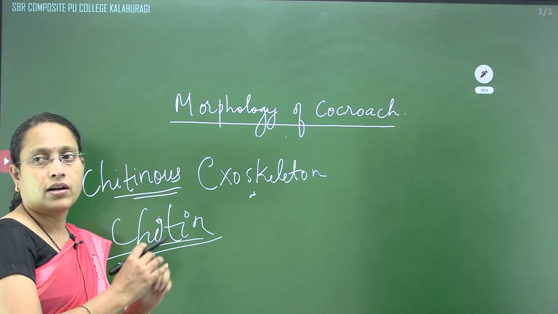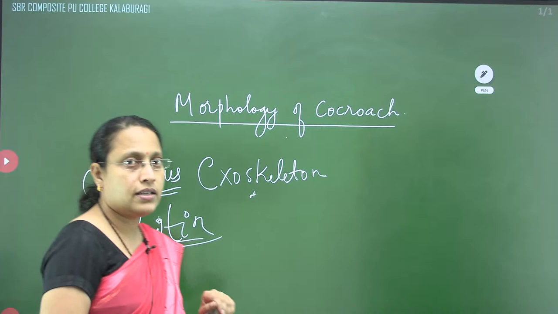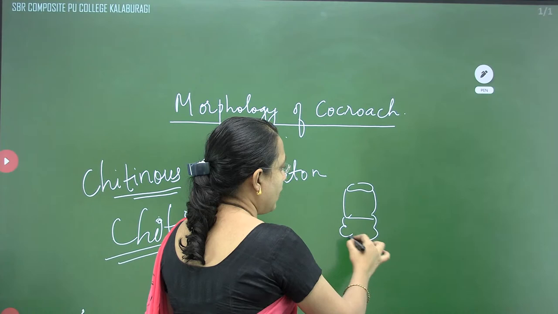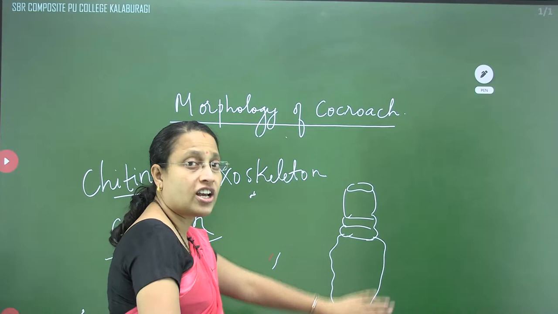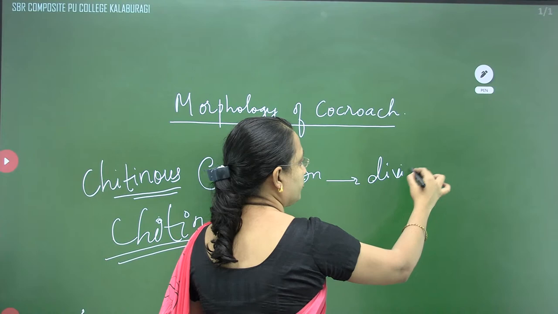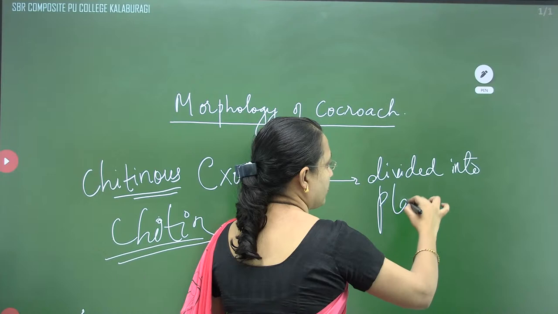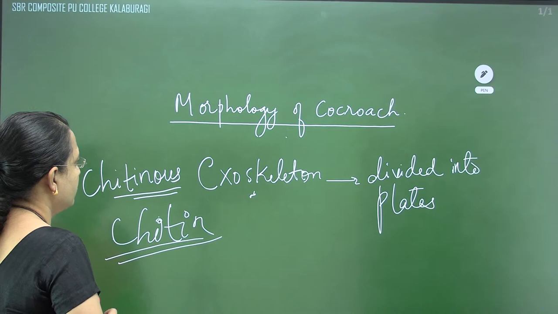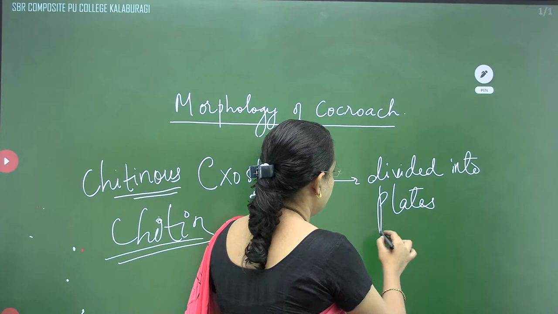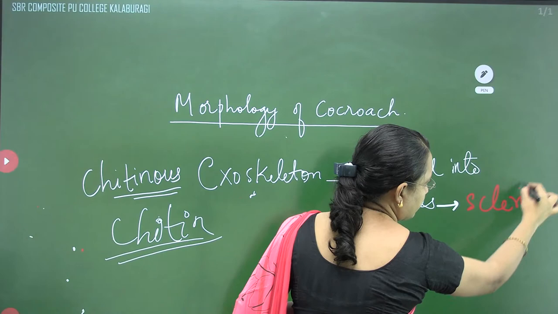So this exoskeleton is not continuous throughout the body. The thorax region has exoskeleton and the abdomen region also has exoskeleton, but it is not continuous; instead it is divided into plates. So the exoskeleton is divided into plates. Now these plates are named sclerites.